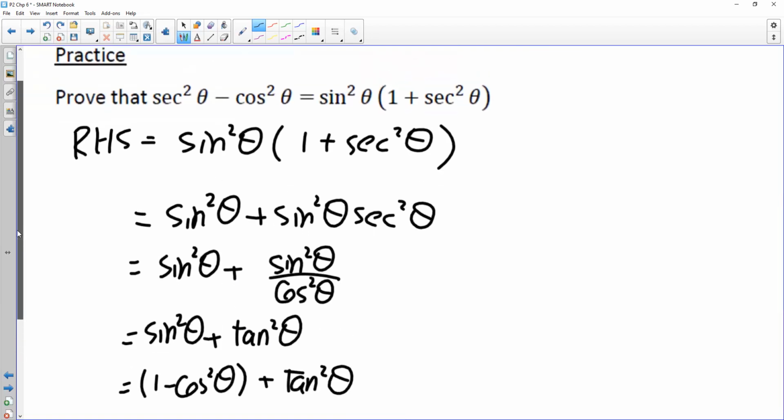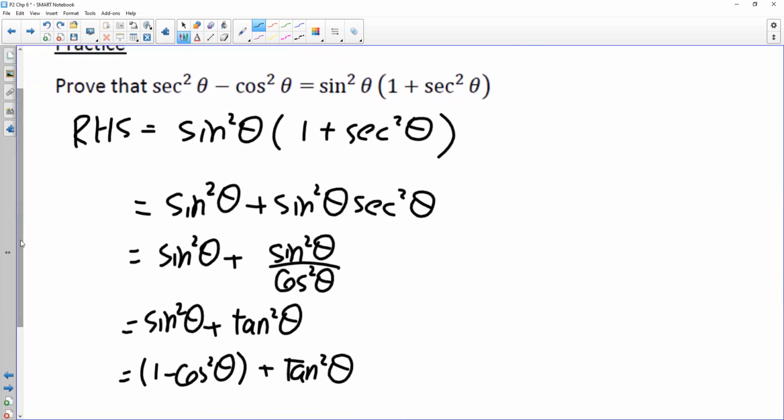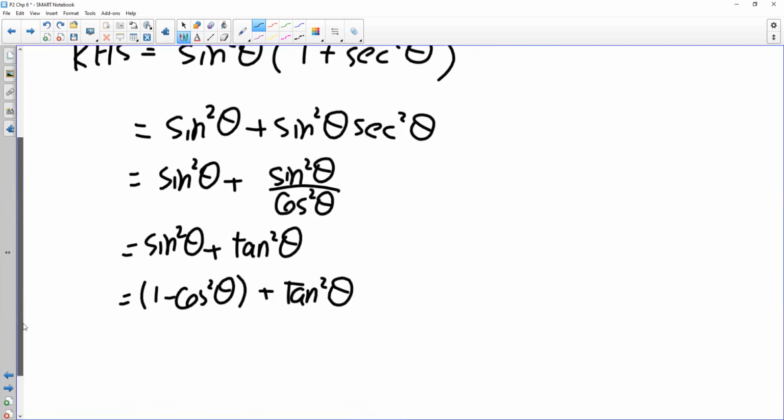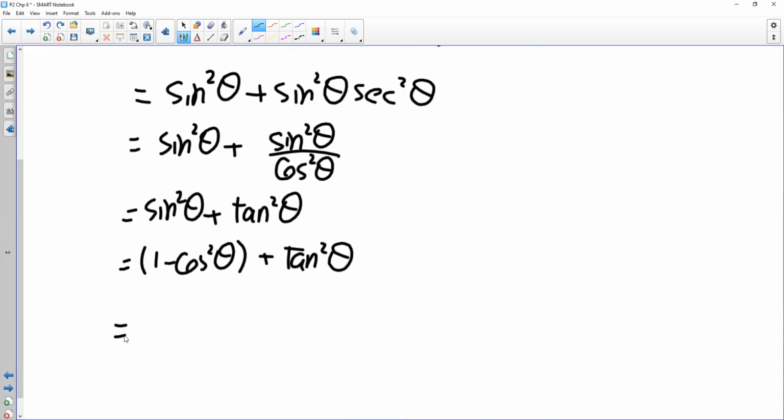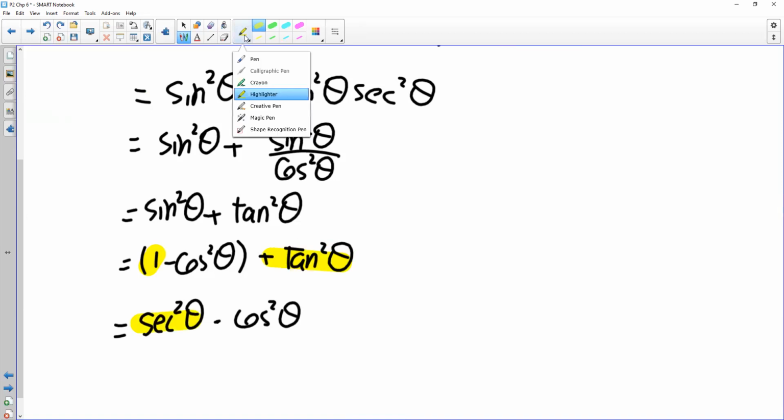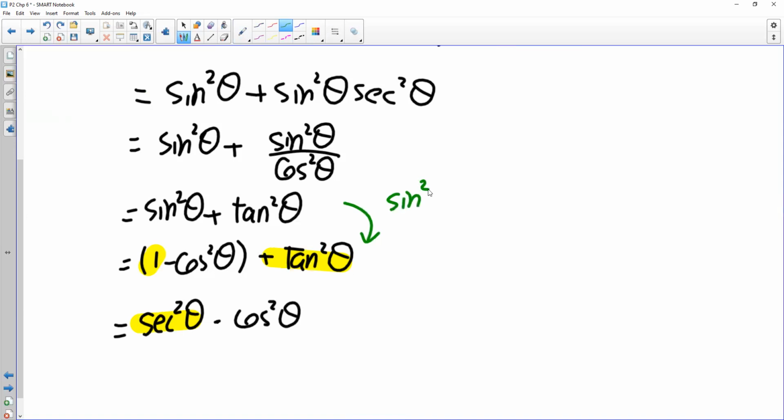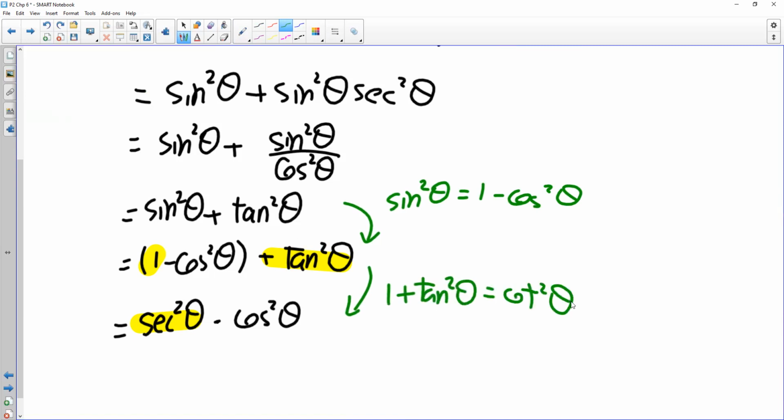Now if you compare my answer to the left hand side, I've got the negative cos squared. 1 plus tan squared is the same as sec squared, so sec squared theta minus cos squared theta. Here, what I did was make sine squared theta equal 1 minus cos squared theta, and then 1 plus tan squared theta equals sec squared theta. And that's the cleanest way of working it out.